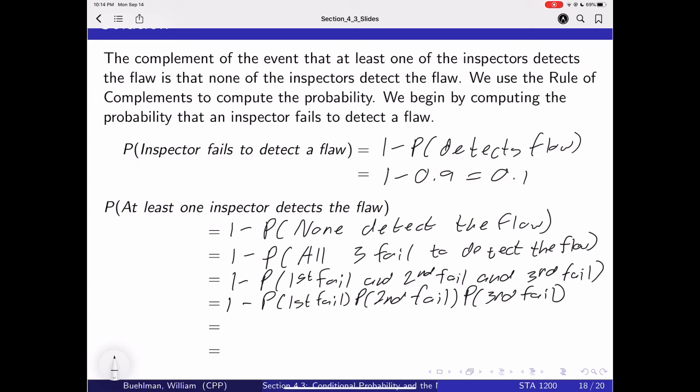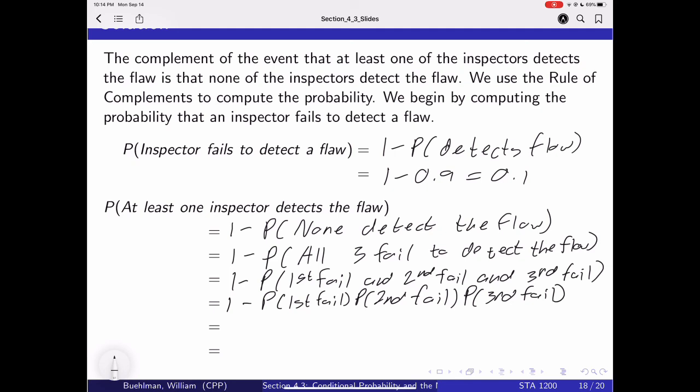So what we've been doing is we've just been working through step by step. So first, we use the complement rule here to get 1 minus the probability that none of them detect the flaws. So what does it mean for none of them to detect the flaw? Well, that's the same as all 3 failed to detect the flaw. Well, what does that mean? That the first one failed to, the second one failed to, and the third one failed to. Well, now since they're independent events, we can use the multiplication rule and get to this point. So that's how we've gotten to this point right now.